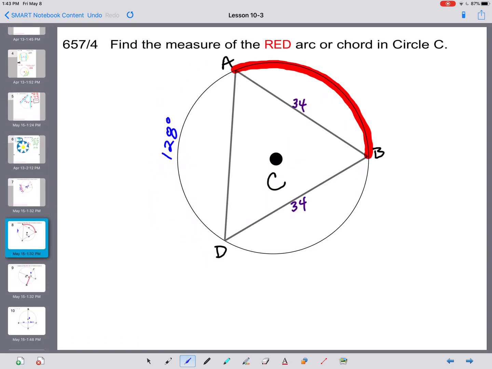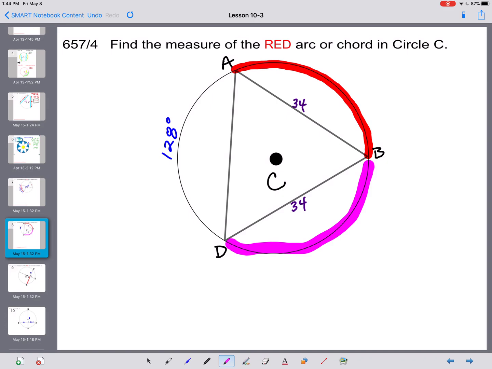This time, again, it's an arc. What do we got here? Well, look at this. We got 128. Here's what I want to figure out. Look at these two chords. They're both the same distance, 34 units long. That means that these two arcs are exactly the same. The red one and the purple one are exactly the same because the chords are exactly the same length.